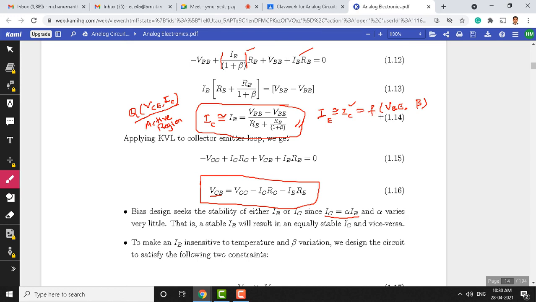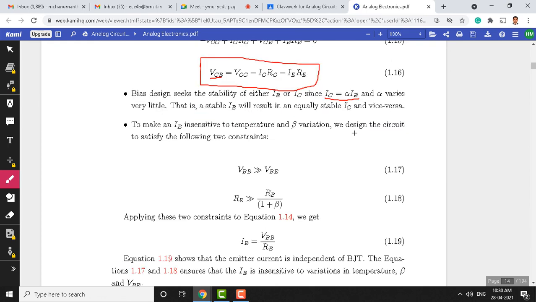Now the question is, can we make this IC independent of VBE, or can we make this DC collector current, which is the output current in the bias circuit, independent of the variations of beta? The answer to that is as shown here. There are two conditions here. I will just go through that.